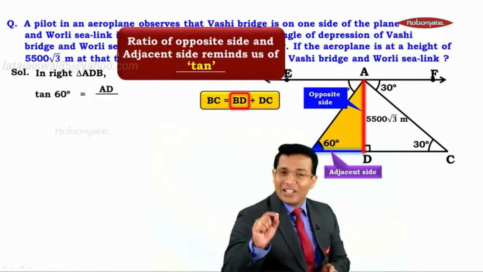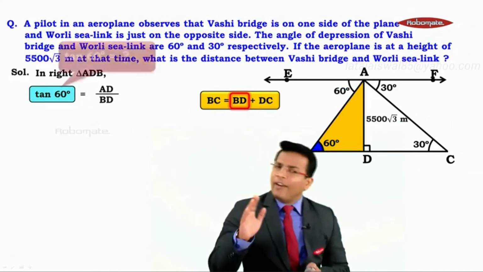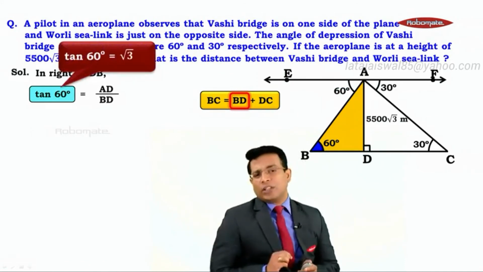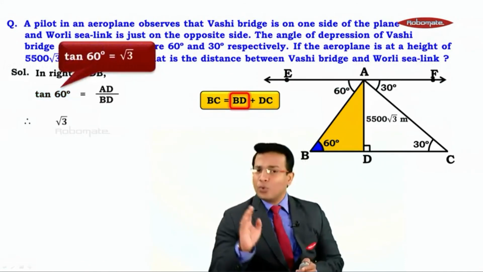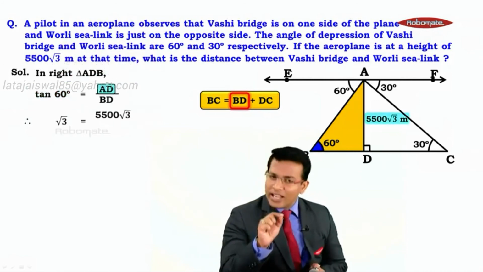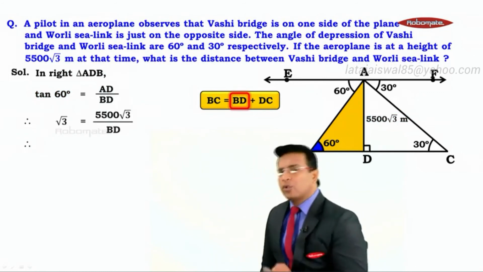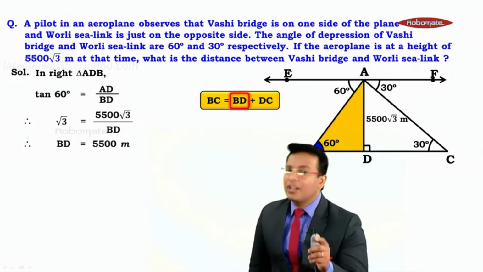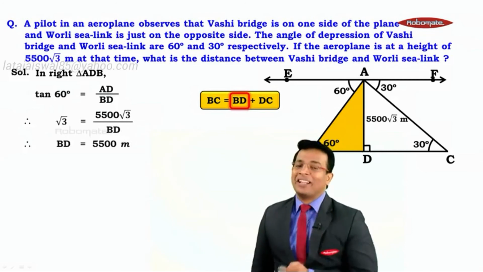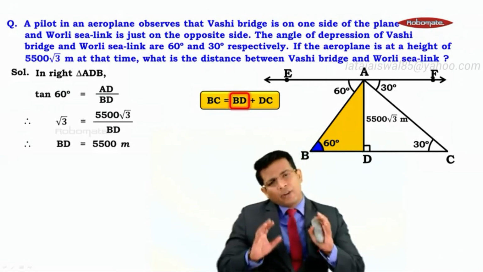So tan 60 is equal to AD upon BD. So now we substitute the value. The value of tan 60 from the table is √3. So we substitute that value there. So √3 is equal to the value of AD, which we know is 5,500 √3, upon BD remains as it is. So now we solve it further. So BD goes on to the other side. √3 comes here, and √3 and √3 cancel. We get BD is equal to 5,500 meter. So we got the value of BD.